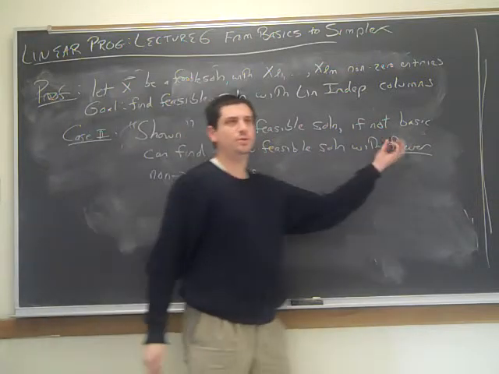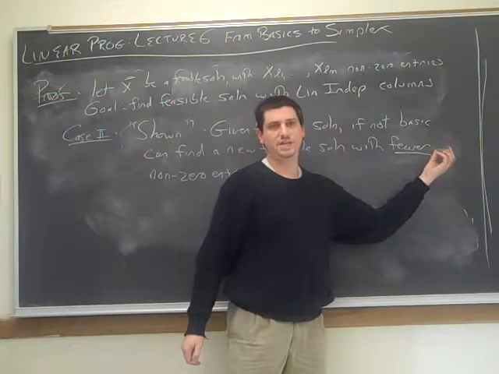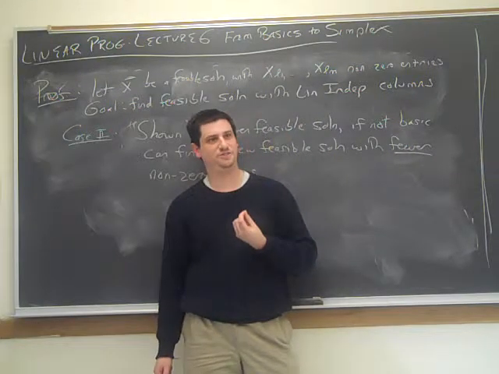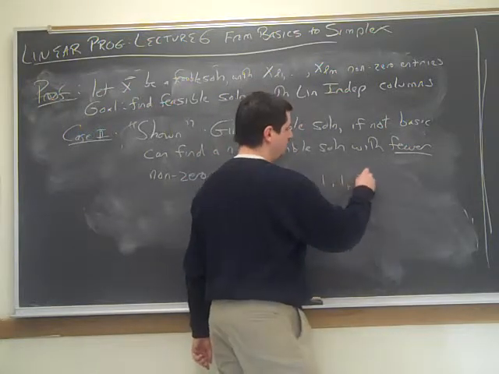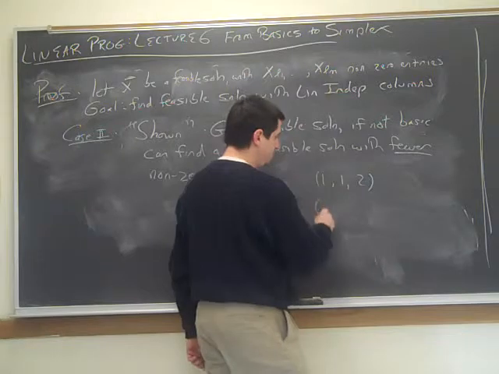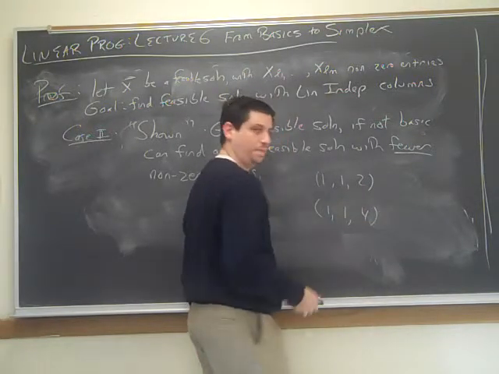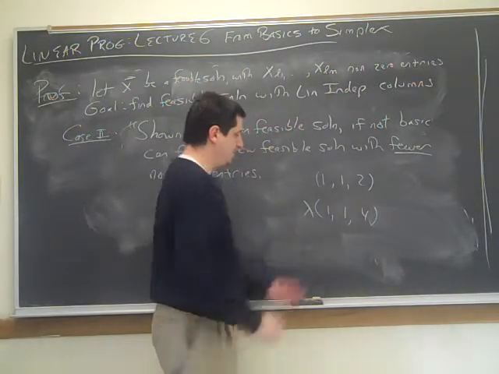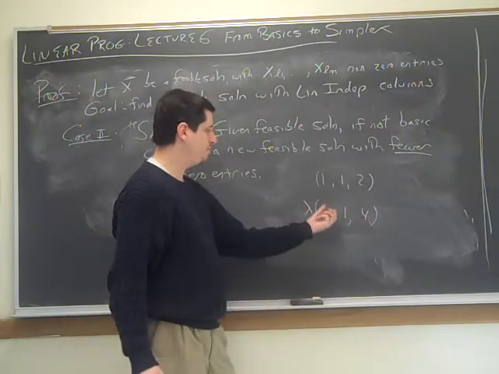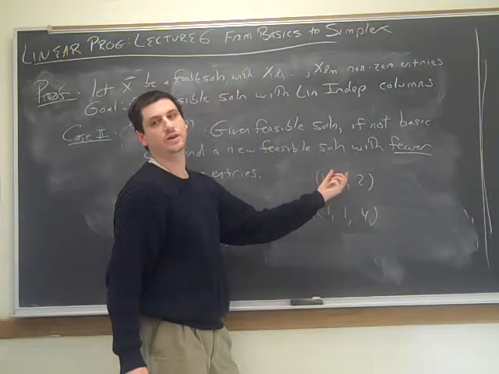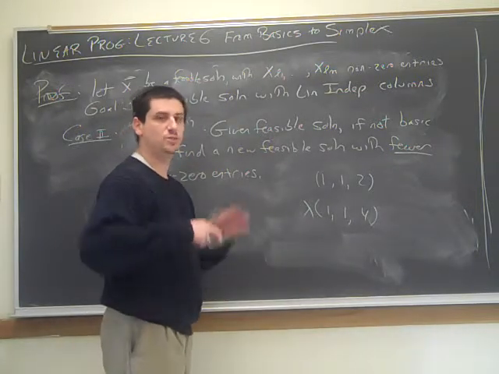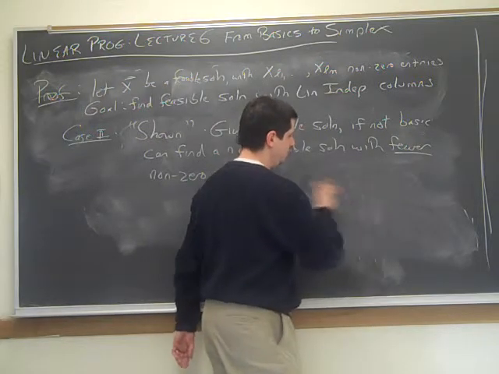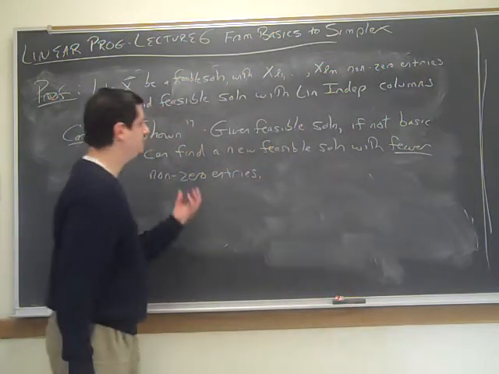You have to be very careful how you write this. Is it exactly one fewer entry? Maybe not. It's possible. Maybe X was 1, 1, 2, and maybe my gamma vector was 1, 1, 4. And then when I take lambda to be negative 1, I kill off 2 values of X at the same time. So all we know is that we kill off at least one more component.